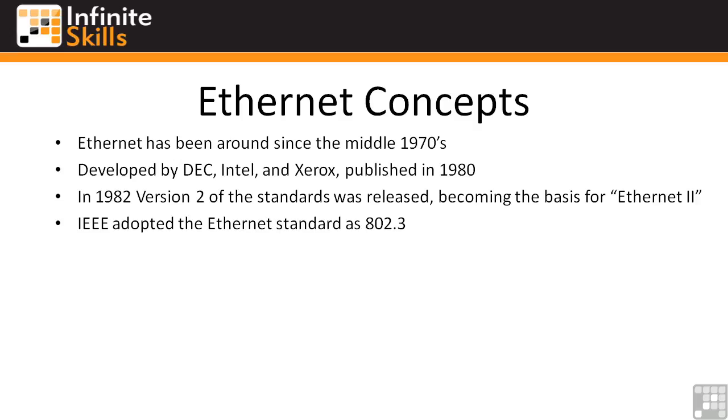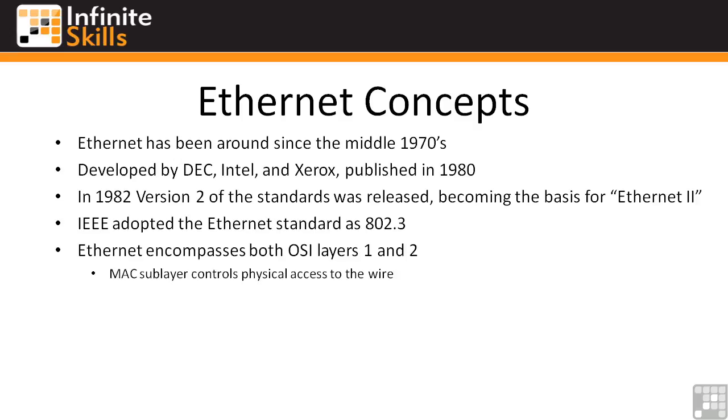Now, as I alluded to a little earlier in this video, Ethernet encompasses both OSI layers 1 and 2. It not only contains standards for how the electrical impulses physically go across the wire, it also has the data link and media access functions built into the protocol. And as we discussed when we talked about the OSI model, when it comes to Ethernet, layer 2 is divided into two sublayers. The MAC sublayer controls physical access to the wire, and again, that's the MAC address. The LLC sublayer indicates what layer 3 protocol is in the Ethernet frame.